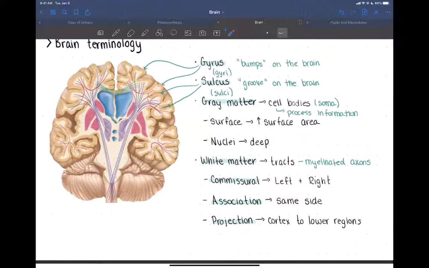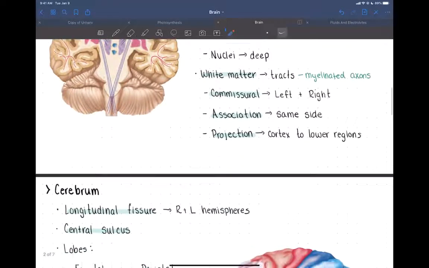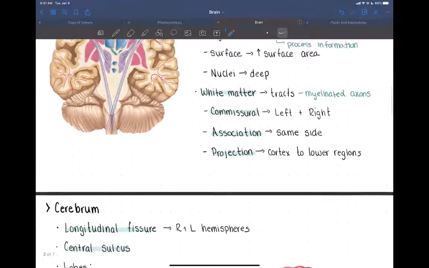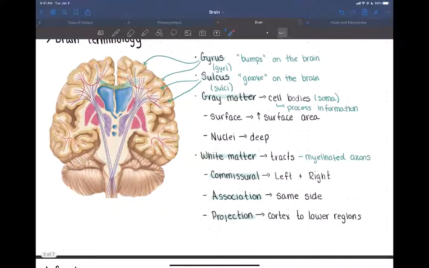All right, so we're going to leave it here for this video, and in the next video we'll pick up talking about the cerebrum and the different parts of the cerebrum and their functions.